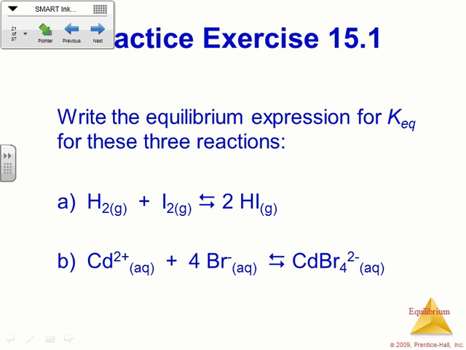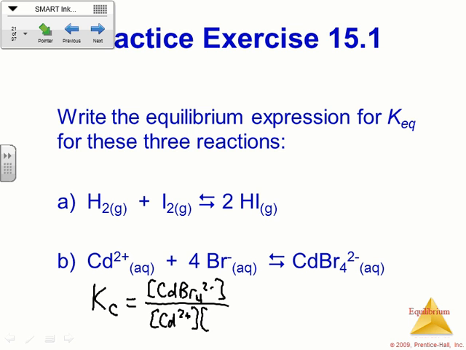More equilibrium expressions. Here, let me show you B on this one because they're all aqueous. So if they're all aqueous, it makes sense to do it in terms of concentration. So we'd write this one as Kc. Again, product is on the top, so the concentration of CdBr4 2-, over the concentration of our two reactants, Cd2+ times Br- to the fourth power because there's a coefficient of 4 in the front. All right, so there's your equilibrium expression for that one.